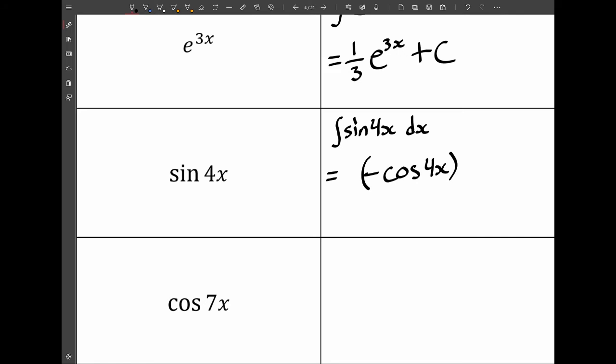But I also know that when I take this derivative, I'm going to get a 4 on the outside from the chain rule. So I have to multiply by 1 over 4 to counteract that, plus add my constant. So this is going to be negative 1/4 cosine 4x plus c.